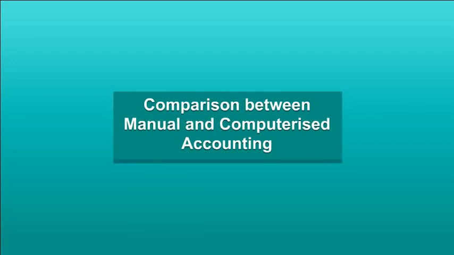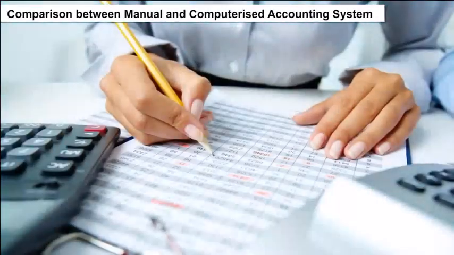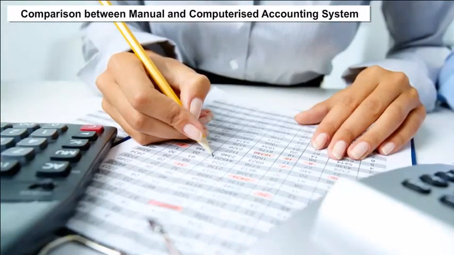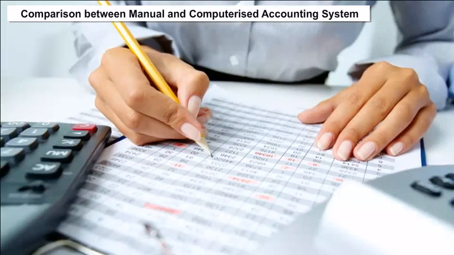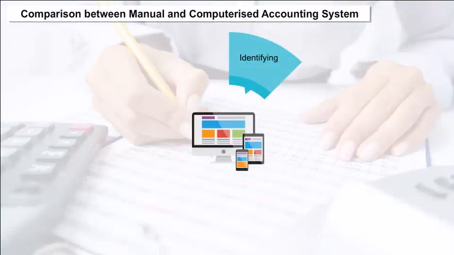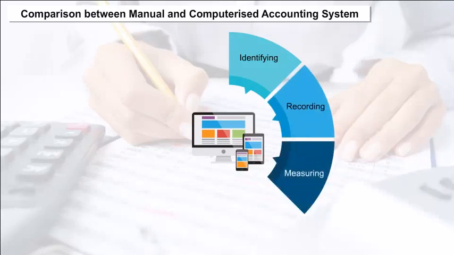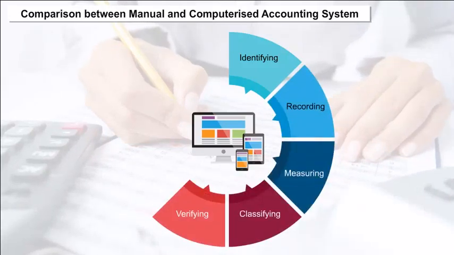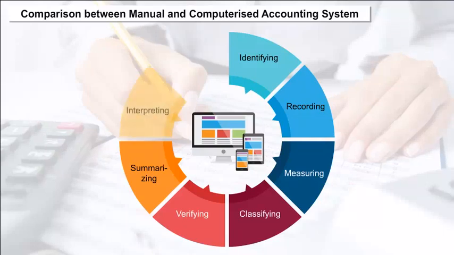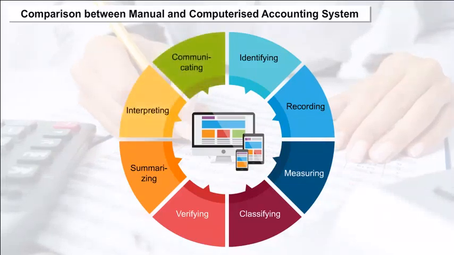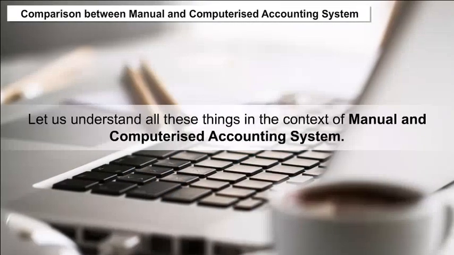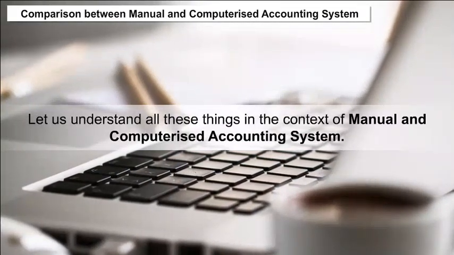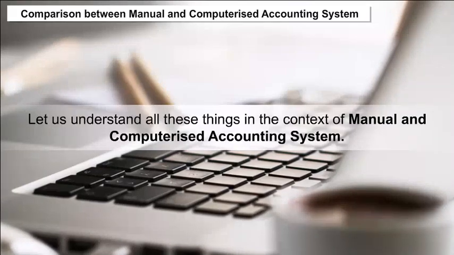Comparison between manual and computerized accounting system. Accounting is a systematic approach of identifying, recording, measuring, classifying, verifying, summarizing, interpreting, and communicating financial information. Let us understand all these things in the context of manual and computerized accounting system.